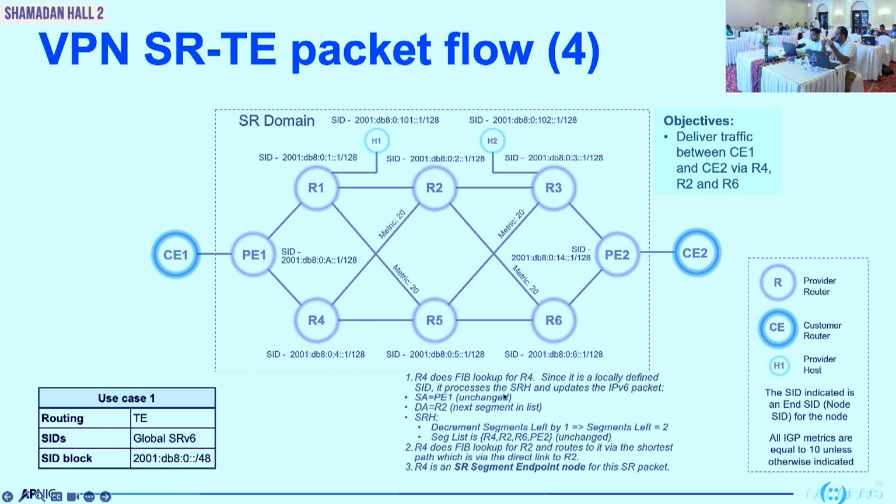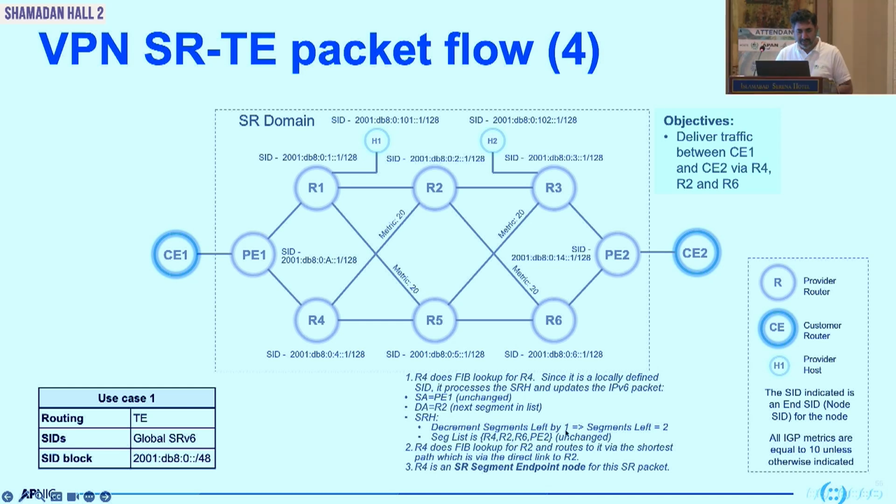R4 will match the destination address, which is the same as its local address. Then it will decrement the segment left field by 1. So now the segment left field will be 2 instead of 3, and it will go to the next position. Remember, the list doesn't start from 1, 2, 3, it starts from 0: 0, 1 and 2. At position 2 is R2. So it will put the R2 address in the destination address and then do the IP lookup. The FIB lookup is like the IP lookup, and then it will forward the packet towards R2. So R4, in our case, is the segment endpoint node.